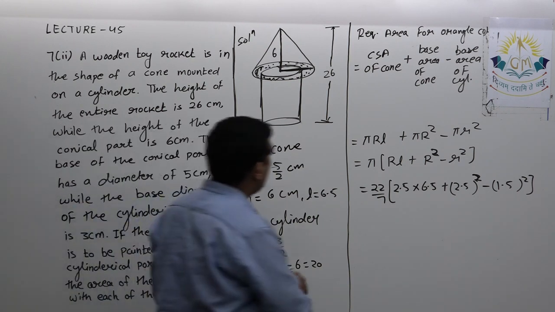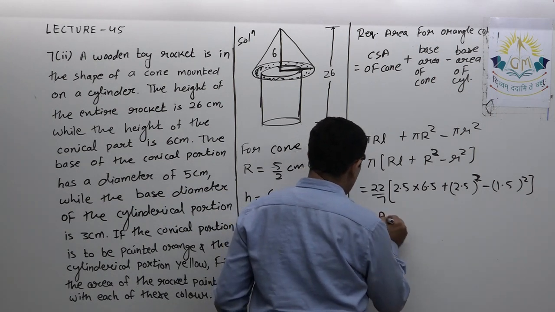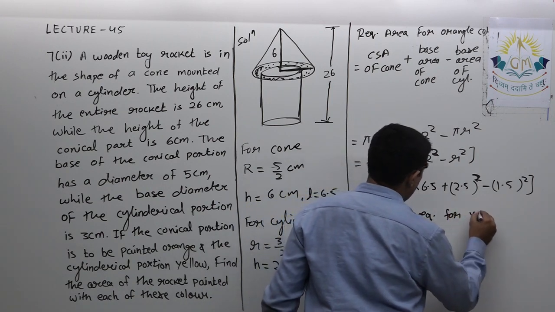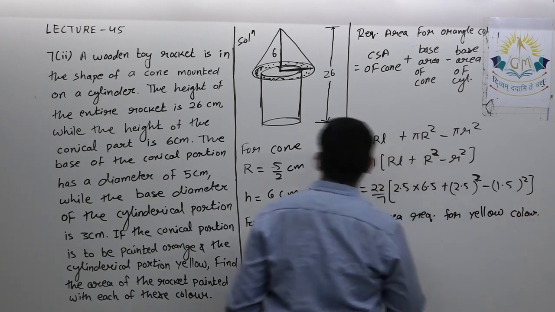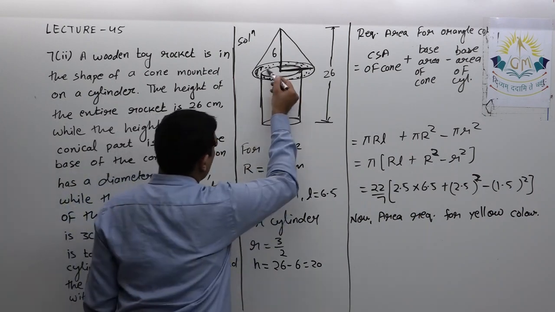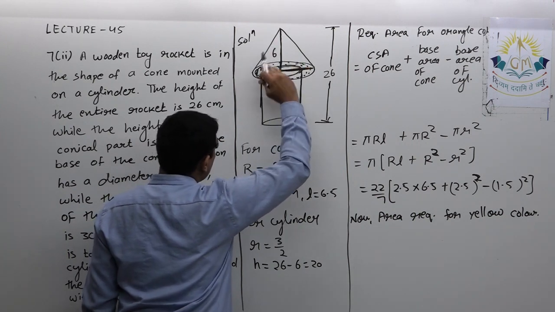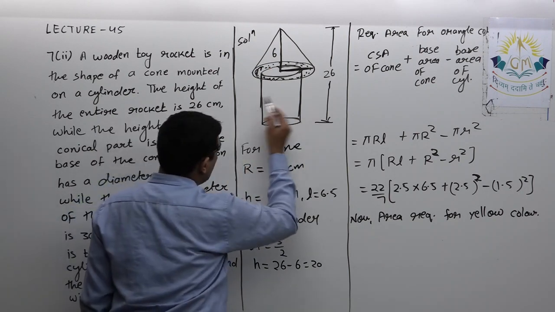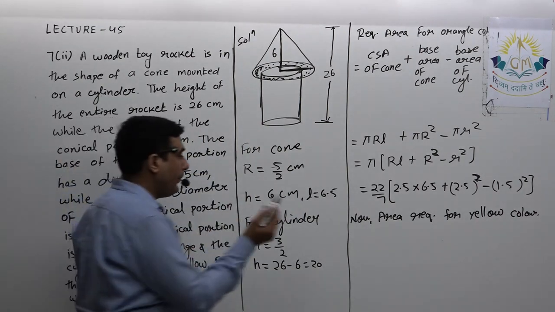Now, area required for yellow color. The yellow color we have to paint on the cylindrical portion only. This upper surface of the cylinder is covered with the cone, so it is not possible to paint on it. The remaining surfaces, that is CSA of cylinder and the base area of the cylinder, can be painted with yellow.